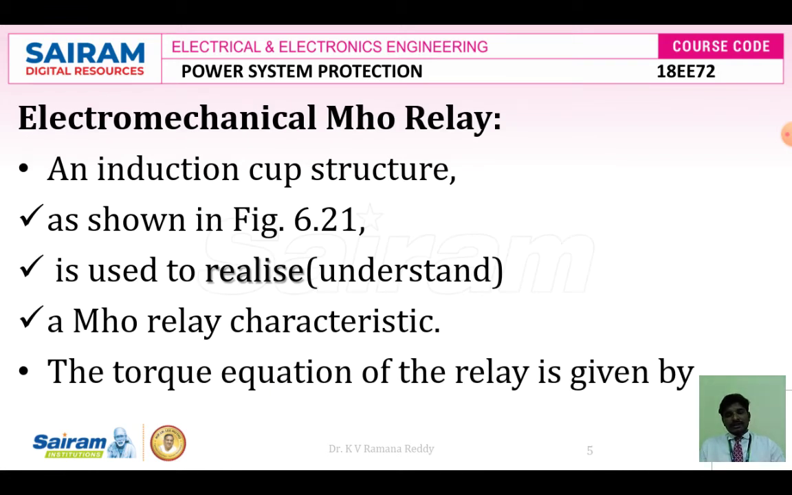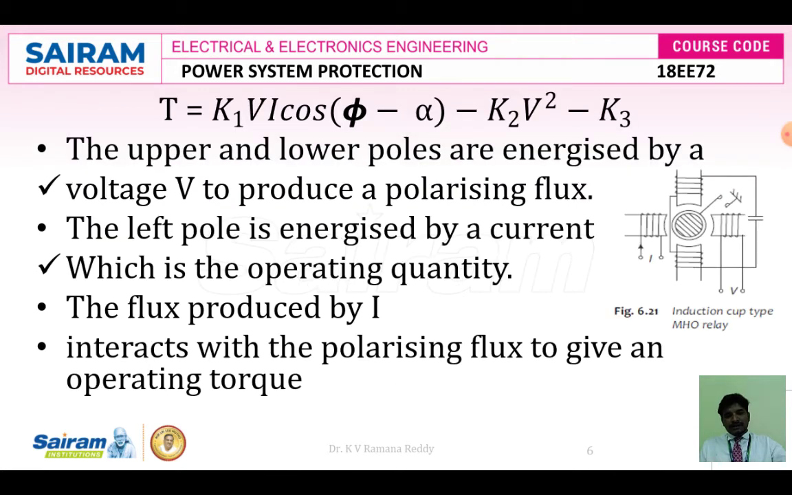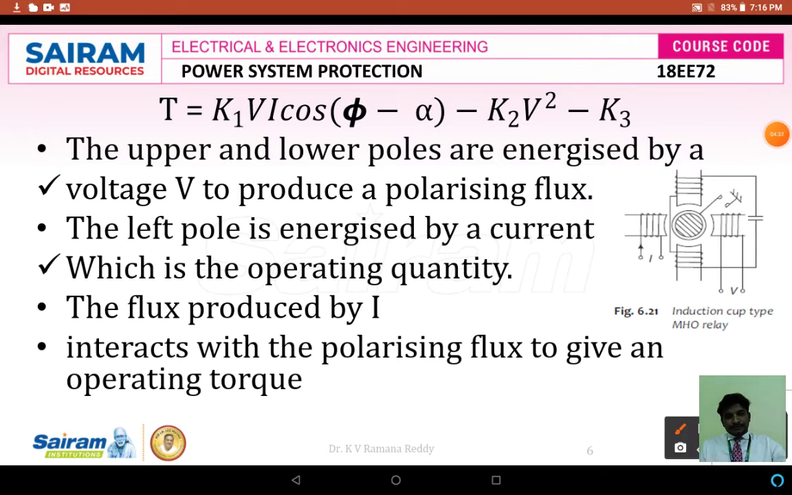Now that we have discussed the admittance relay clearly, let us discuss the concept of an electromechanical admittance relay, or electromechanical Mho relay. Let us go through the induction cup structure figure shown with the Mho relay characteristics. The torque equation for this relay is given mathematically as T equals K1 V I cos(phi minus alpha) minus K2 V squared minus K3.